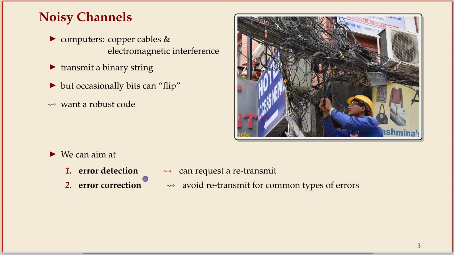As for humans, we have the two options. If we just detect an error, we can request a retransmit. Sometimes that's the best option, but for some communication channels, there's no option of resubmitting. Then you want to build in enough redundancy to correct it straight away.